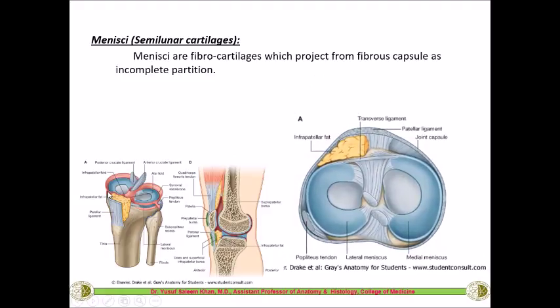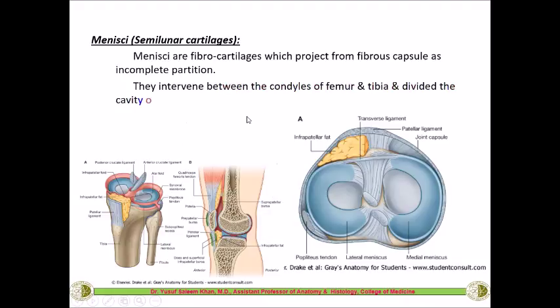cartilages, fibrocartilaginous structures which are present within the cavity of this synovial joint, that is the knee joint. Menisci are fibrocartilaginous structures which project from the fibrous capsule as incomplete partitions. If you can see here, they are not complete. They don't totally divide the whole cavity into two, but they incompletely divide this space, the cavity of the knee joint, into an upper half as well as a lower half.